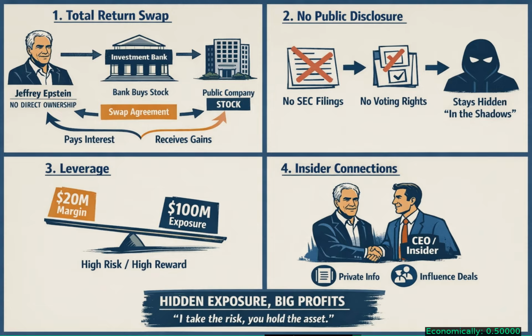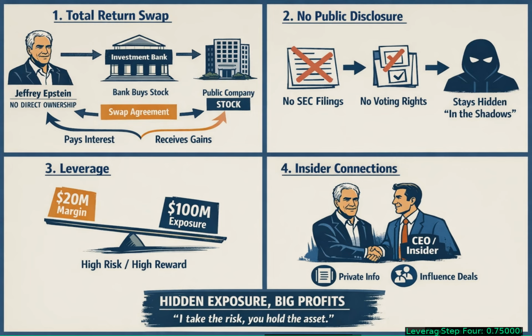Step 3: embedded leverage. Banks often allowed low initial margin, for example, 10 to 20%, with daily mark-to-market. So $20 million of collateral might control $100 million, or more, in stock exposure. Losses mean margin calls. Gains mean amplified returns.